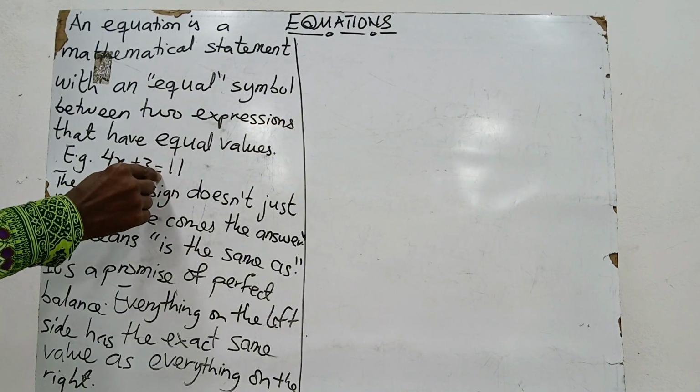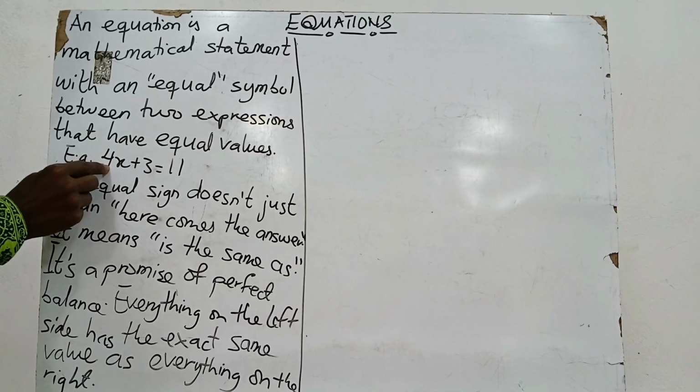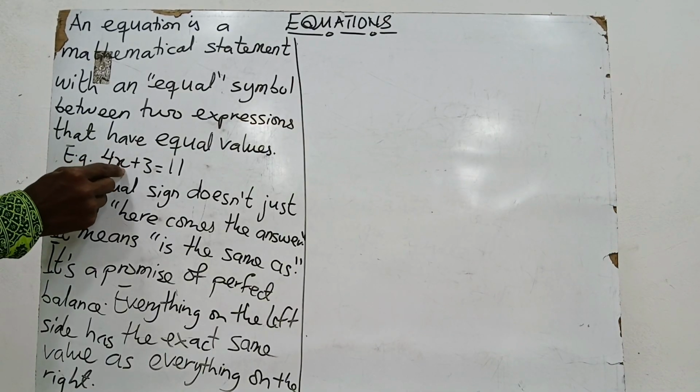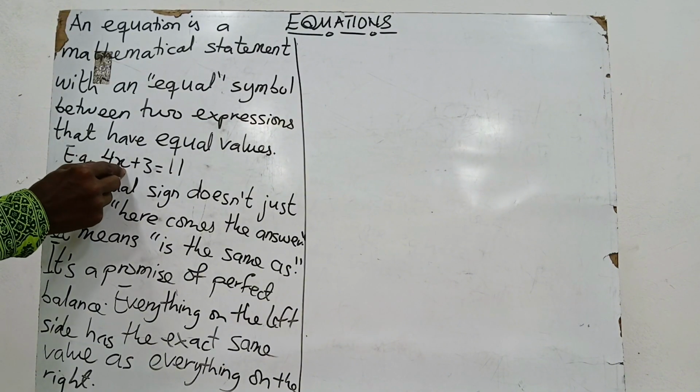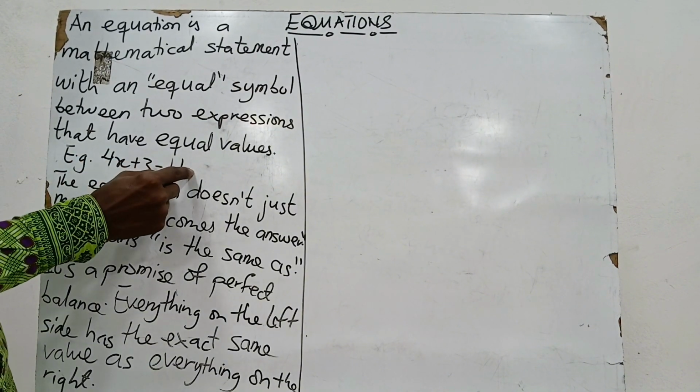So it has the equal to sign, meaning 4x is the same as 4 times x. X is a number. So 4 times a number plus 3 should give us what? 11.